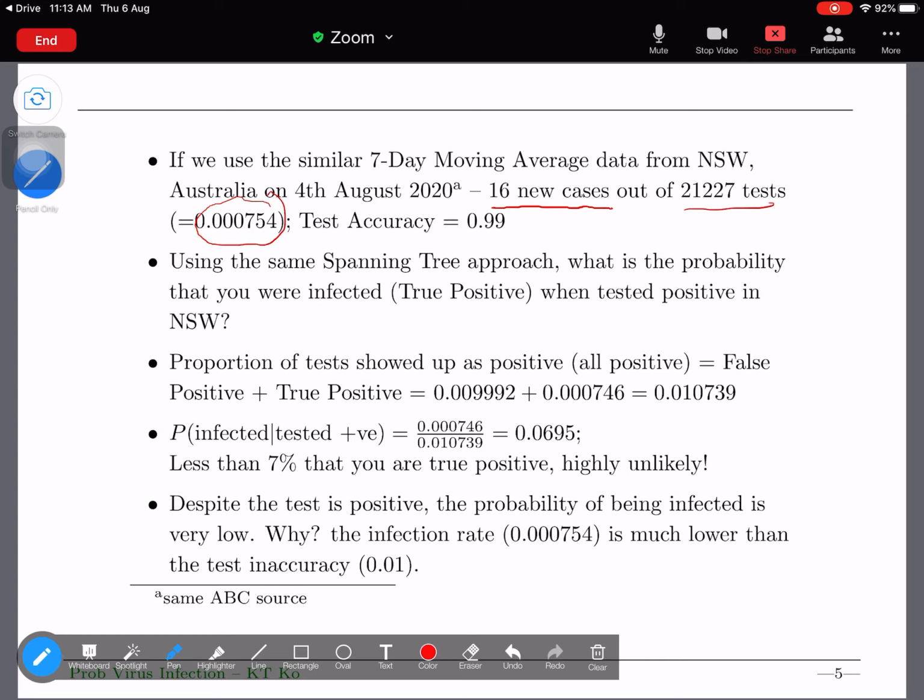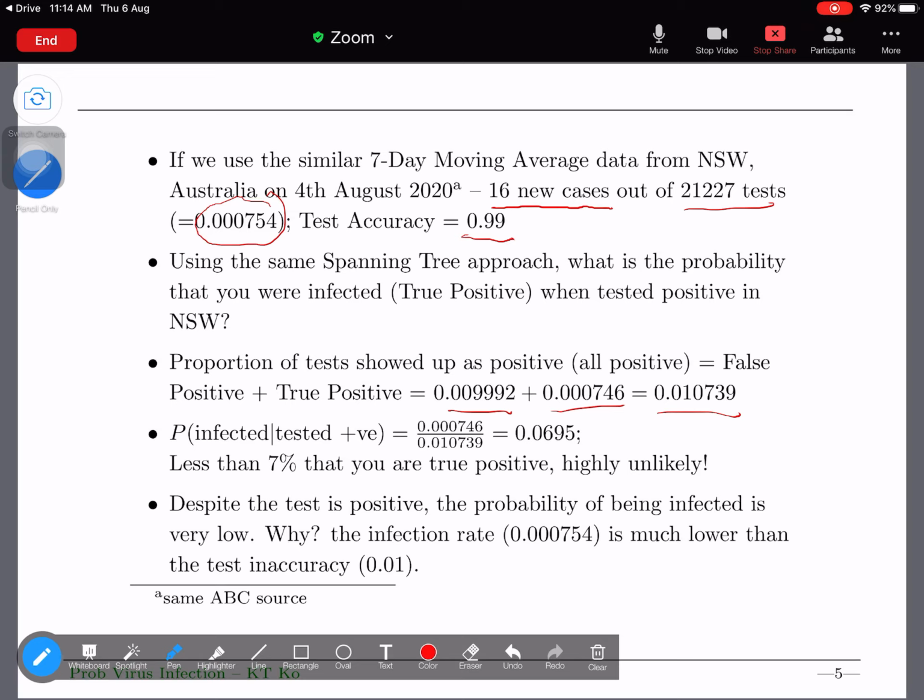We're given the test accuracy is also 99%. Okay, we're using the same method, same spanning tree approach. What is the probability you were infected, a true positive, when you have tested positive in New South Wales on the 4th of August? Now, we do exactly the same things. We work out the false positive and the true positive cases. And it turned out to be about 0.01, just more than 1%.